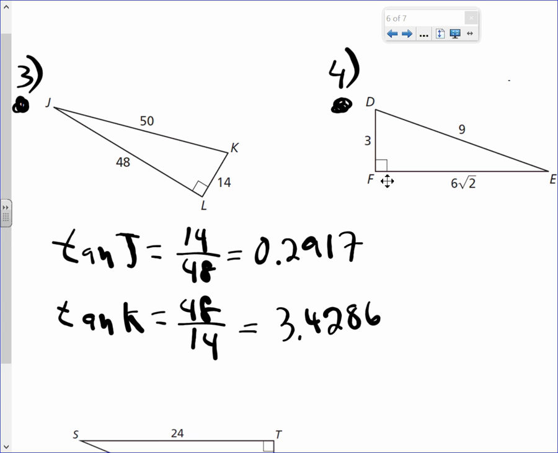Look at number 4. We got this nasty square root of 2, 6 rad 2. We don't have to be scared of that in here because we did that the first week. We know how to handle irrational numbers. So we're going to type this puppy into our calculator right now. Let's see how it behaves.